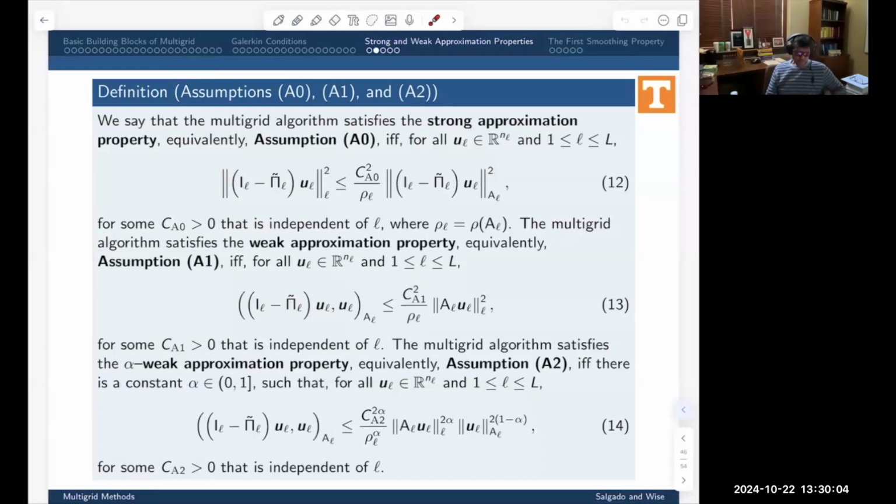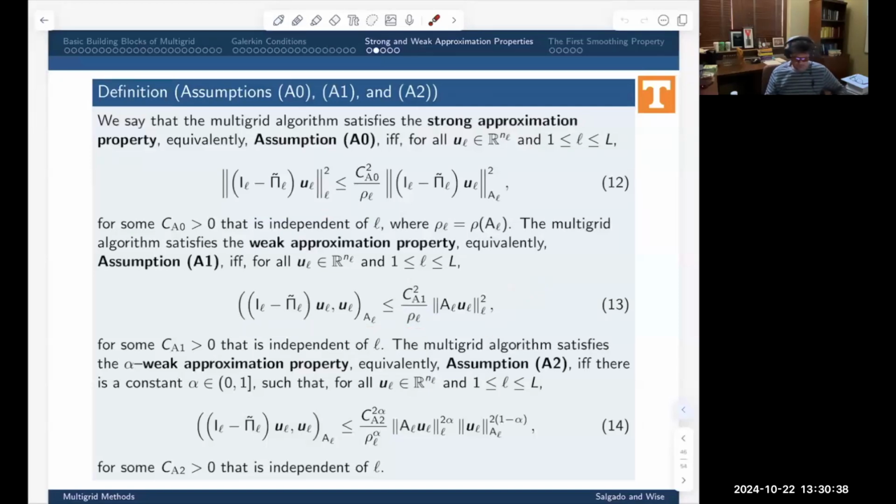Okay, so the first two approximation properties are completely the same as before. We had this assumption A0. So remember, this used to be like A3, and this used to be A4. But the names were still the same: the strong approximation property and the weak approximation property. Now, why they were called that was because if I assume this and I have the Galerkin condition, then that implies the weak approximation property. Okay, so we understand that.